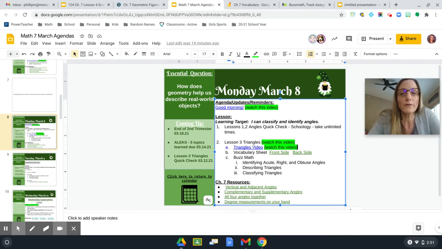Then once you watch that video, you're going to grab your vocabulary sheet, turn it over to the back side, and we're going to go over the last few vocabulary terms on the back of that vocabulary sheet. So you're going to pause the video right now, go to this triangles video and watch it. It's about 7.5 minutes. Then you're going to come back to my video and press play again, and we'll go through the vocabulary sheet together. So I'll meet you back here shortly.